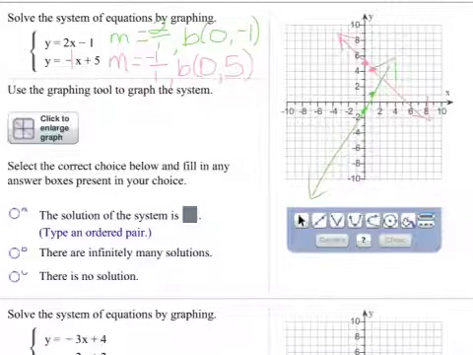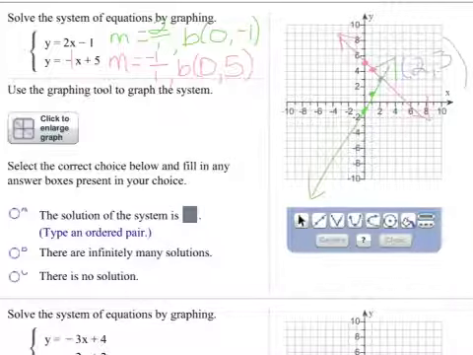Now my lines aren't exactly straight, but yours will be straighter when you draw this on the computer, so you'll be able to tell. But remember when you're drawing by hand to use a ruler. I think my solution looks like the two lines cross here at about 2, 3. So I think that's my solution, but remember I can always double check by putting that solution into my equation.